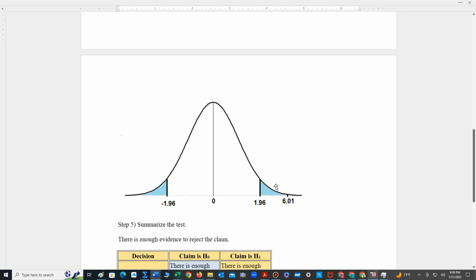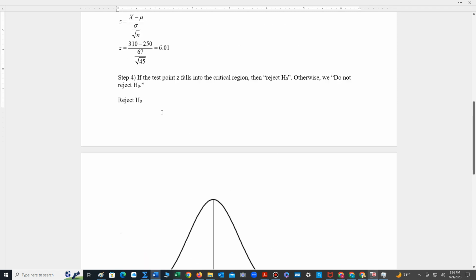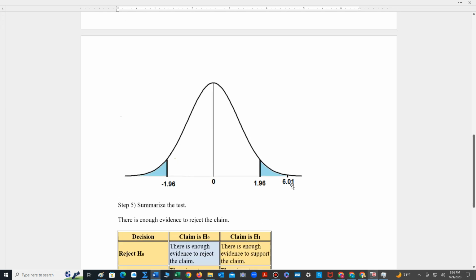Next, we have to see where this value falls, and since it's greater than 1.96, it falls in the critical region. That means we reject H naught. So whenever the test point falls in the shaded region, either this region or this one, you reject. If it falls between the two critical values, do not reject. But in this case, we reject H naught.